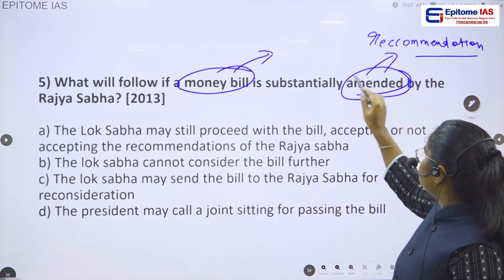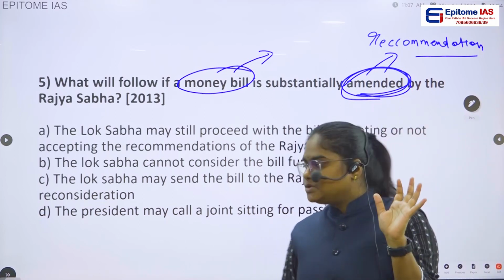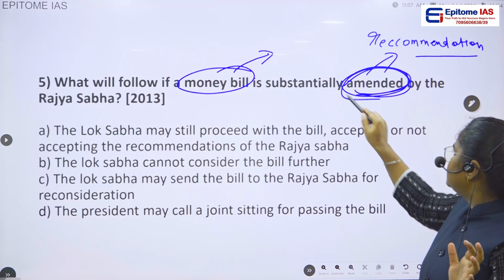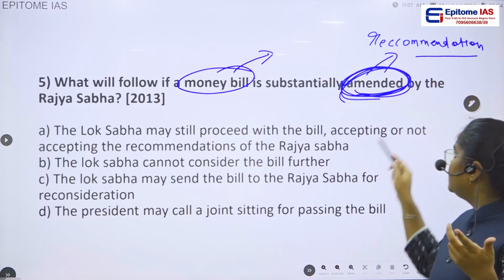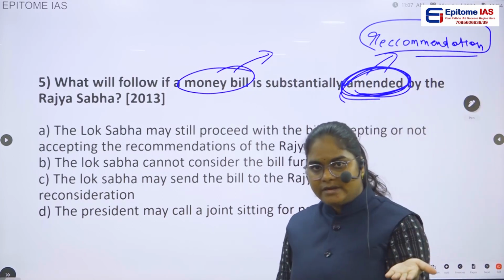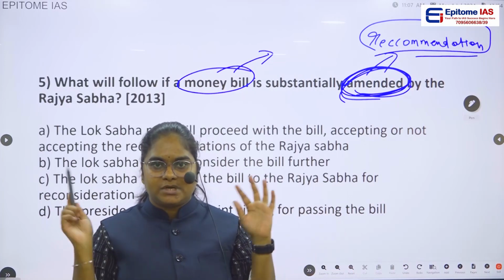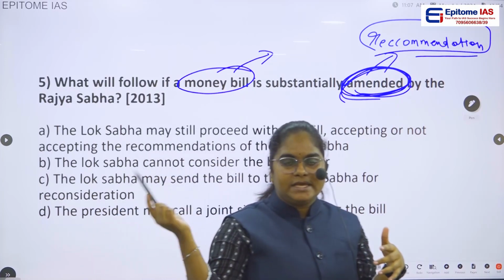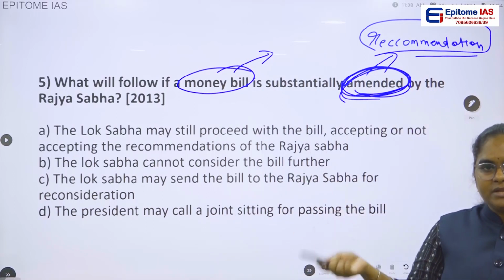Technically, Rajya Sabha does not have the power to amend or to reject the money bill. So here in the question they've given this term amended. So in essence we can say this is a recommendation. When the Rajya Sabha has made recommendations on the money bill, then what will the Lok Sabha do? That's what they are asking. They are not really asking about the amendment because Rajya Sabha does not have the power to amend the money bill.